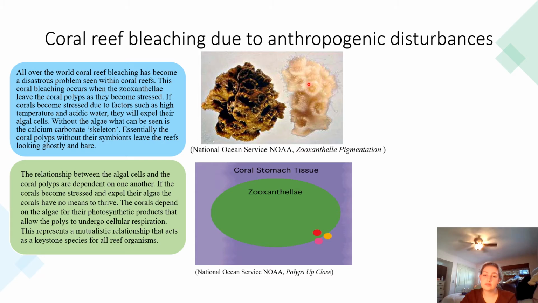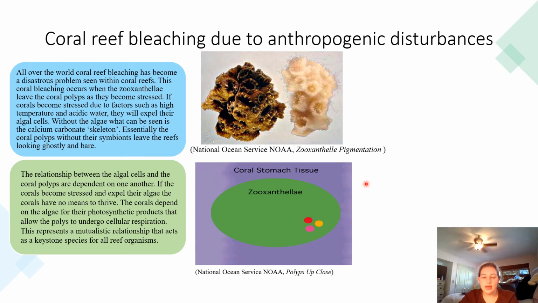This coral's polyps will likely die, and thus will do nothing for the coral reef. The algal cells and the coral polyps are dependent on one another. If the corals become stressed and expel their algae, the corals have no means to thrive. The corals depend on the algae for their photosynthetic products that allow the polyps to undergo cellular respiration. This represents a mutualistic relationship that acts as a keystone species for all reef organisms.